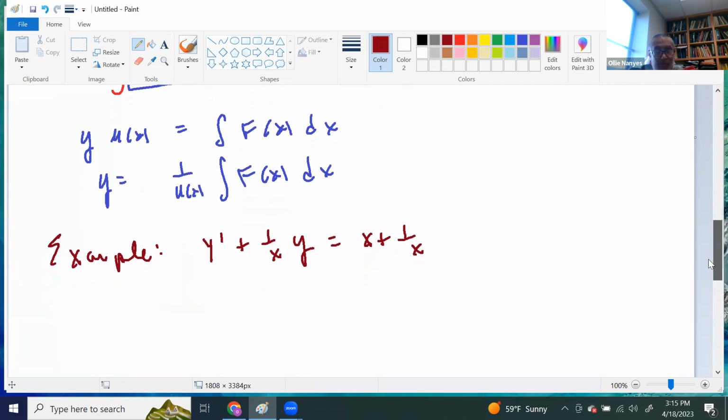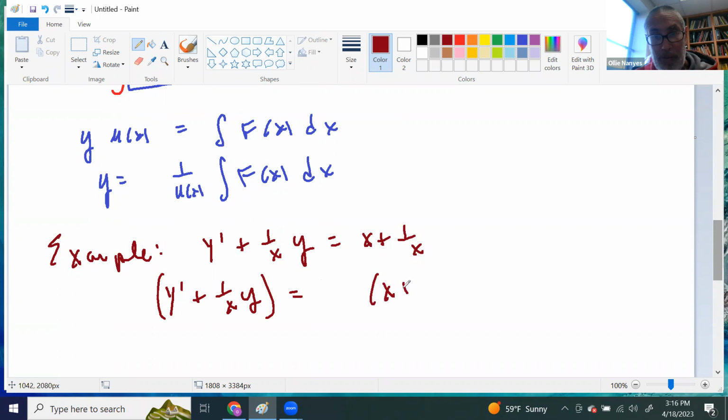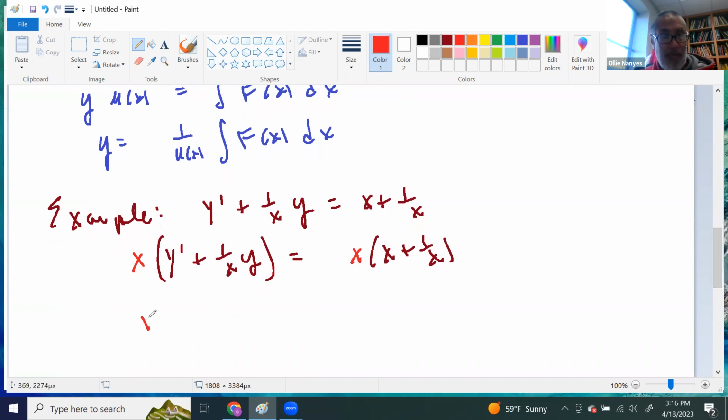But we started this, and let's say we took this differential equation like this. And let's say we decided to multiply both sides through by x. Now just indulge me here. So suppose I do that. Then we have xy prime plus y equals x squared plus 1.